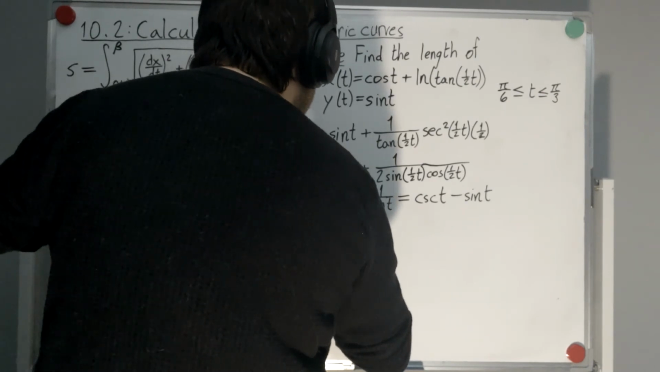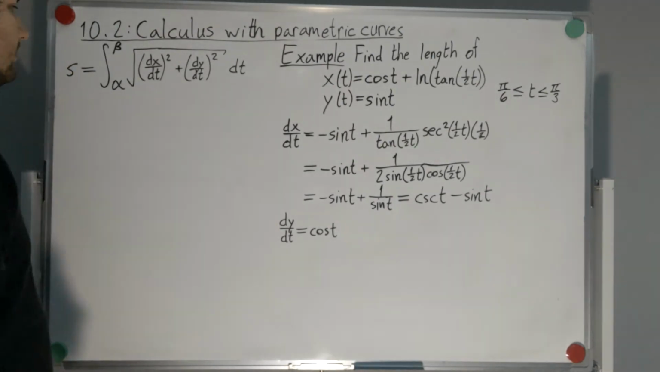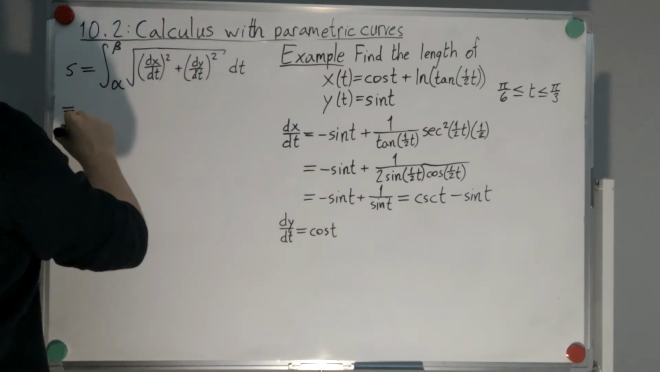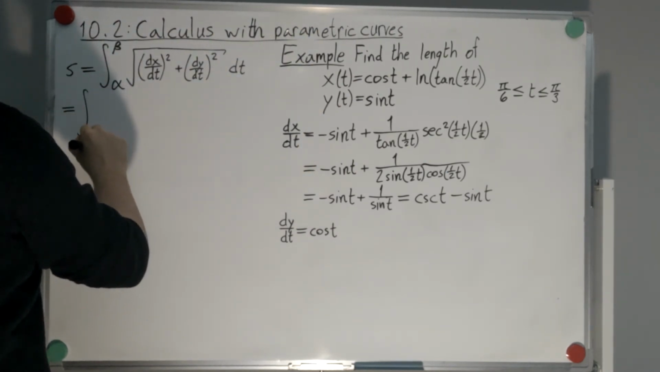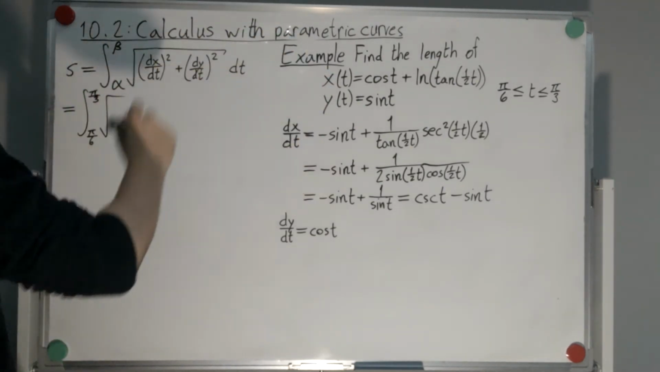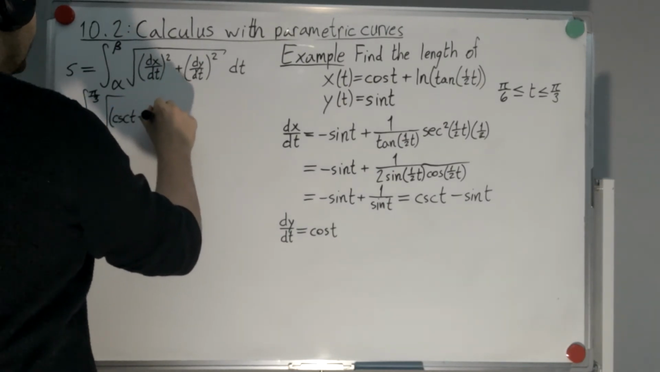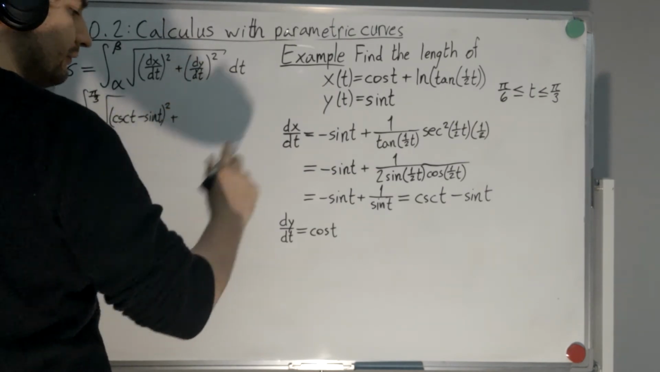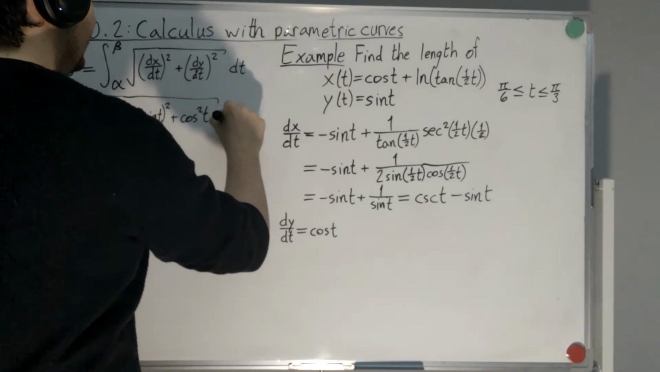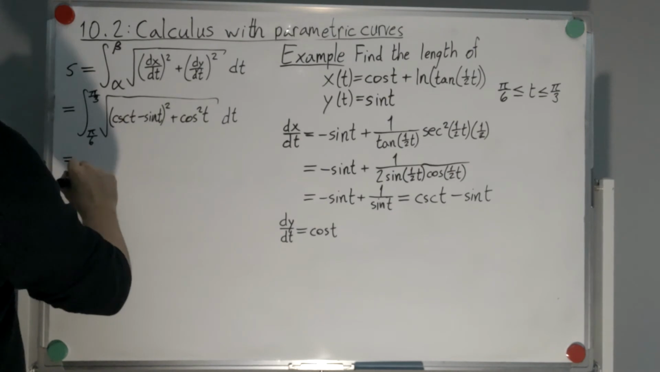dy dt is cosine t. Okay, so now we just need to put them into our formula. So arc length is going to be the integral from pi over 6 up to pi over 3 of the square root of that squared. So let's see here, cosecant t minus sine t squared plus cosine squared t dt. Okay, so you're going to have to distribute that.